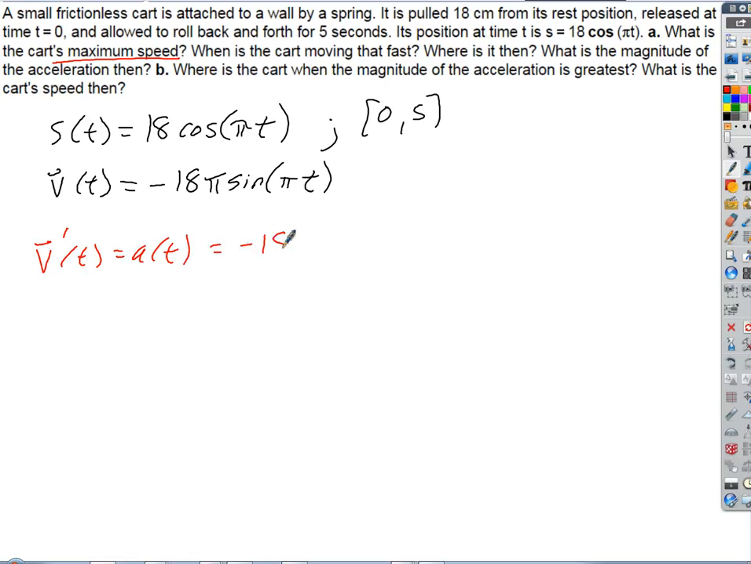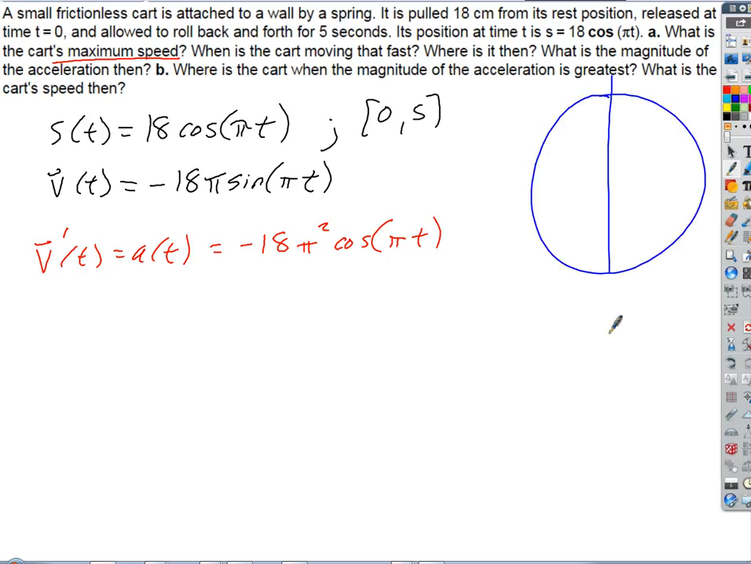Negative 18 pi squared cosine of pi t. Yeah. See, I was a little confused. So then where is v prime equal to 0? When cosine is 0. Right, okay. So if we look at our unit circle here, as t goes from 0 to 5, we're going to start here and go pi, 2 pi, 3 pi, 4 pi, 5 pi, right? Does that make sense?